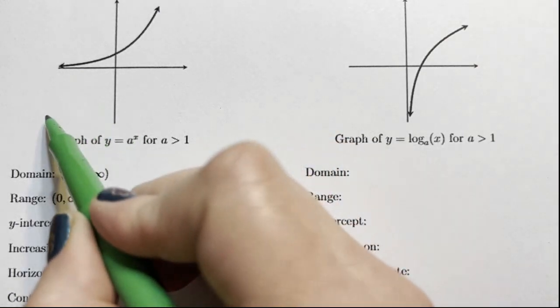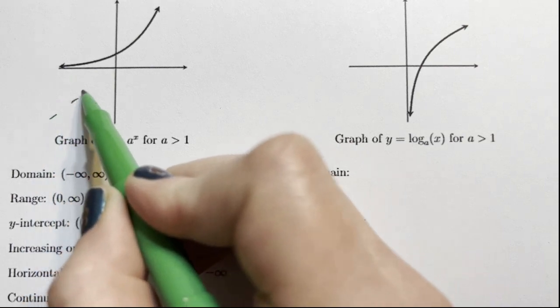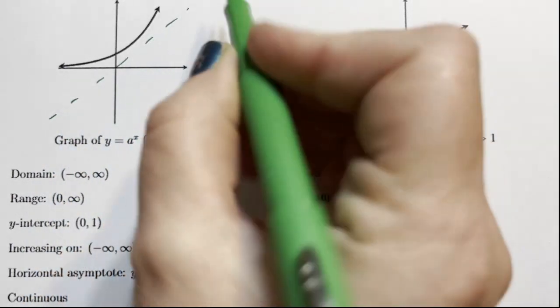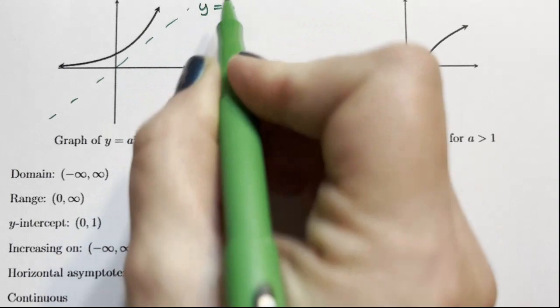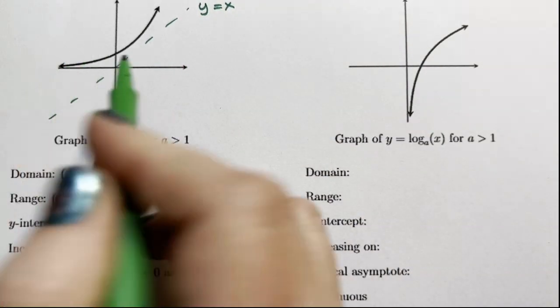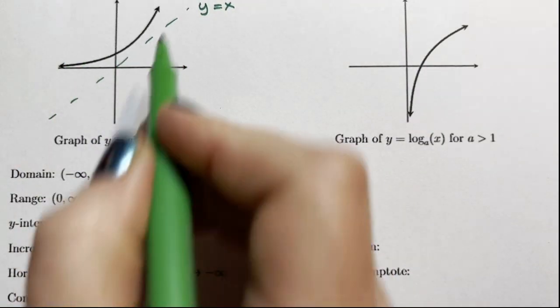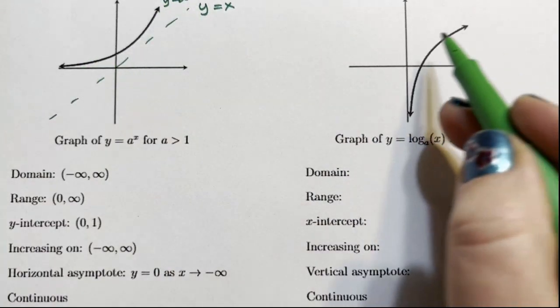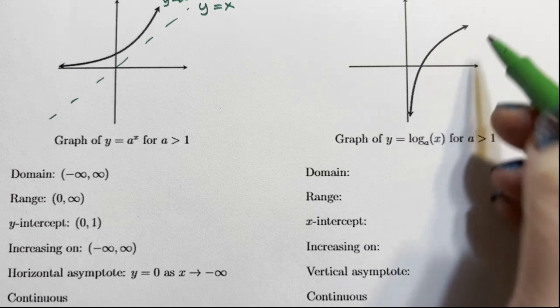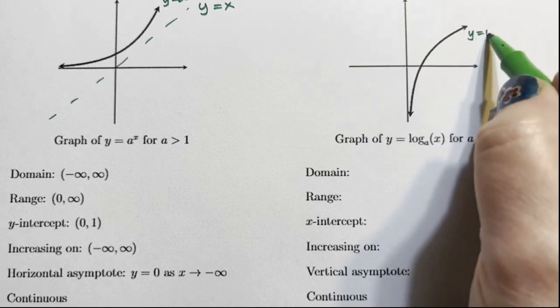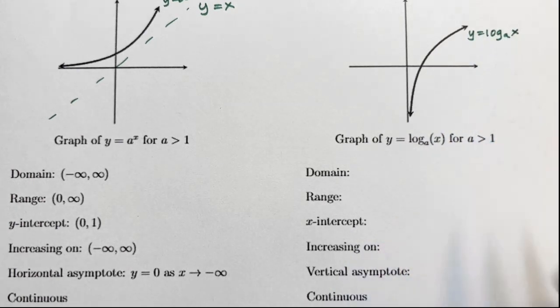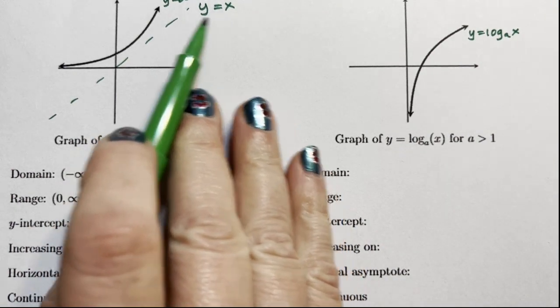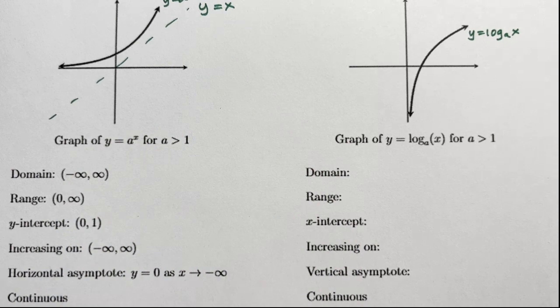If I could create a line y equals x, and mirror my exponential over y equals a to the x, we would end up with this graph. And this is y equals log base a of x, because they are inverse functions. So what ends up happening is literally a and x swap, which means the domain and range flop, swap.